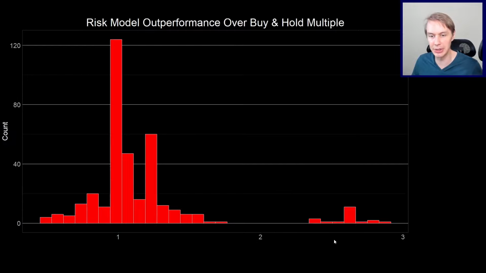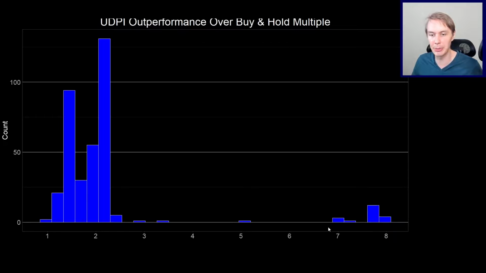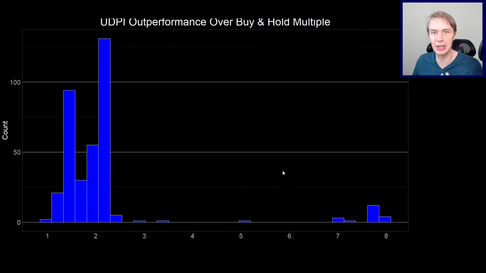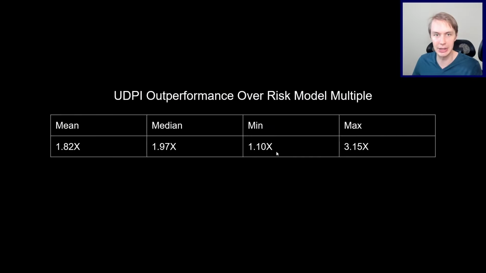And even though it does have this little pocket up here that's massively outperforming buy and hold, it's not doing so by nearly as much as the pocket that massively outperforms for the UDPI. So in those instances where massive outperformance happens, UDPI tends to do it better than what we're seeing the risk model do. So I think that is a concerning sign for the risk model in this exercise.